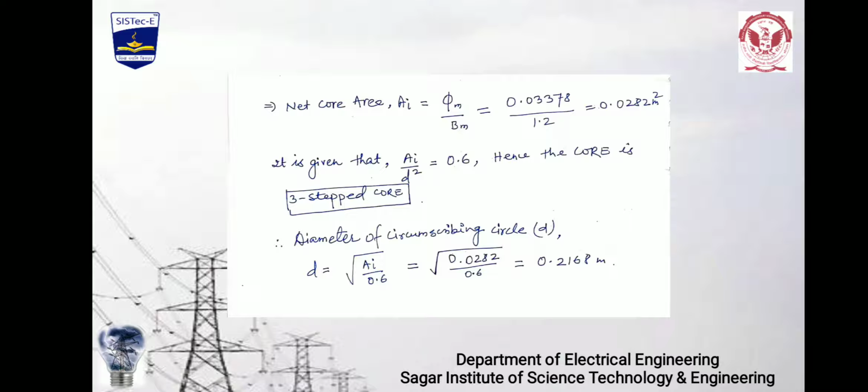It is given that AI upon D square is equal to 0.6. Hence, the core is 3-stepped core. Diameter of circumscribing circle, which is represented by small d, is equal to root under AI upon 0.6, which is root under 0.0282 upon 0.6. Solve this, you will get d is equal to 0.2168 meter.